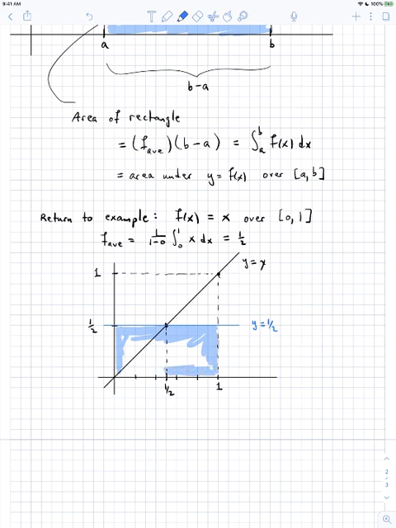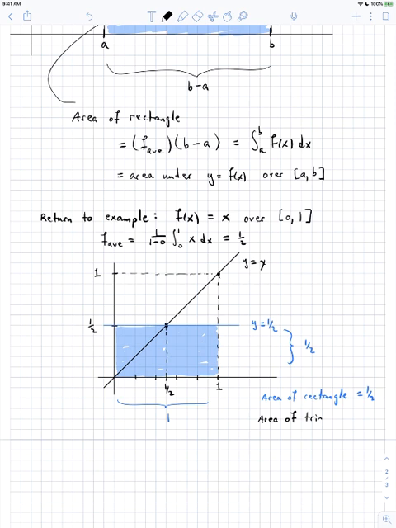Now, in this particular example, that's quite easy to see because the width of the rectangle is 1 and the height is 1/2. So this is 1 by 1/2. So the area of the rectangle is equal to 1/2. Furthermore, we can compute the area underneath the curve very easily because it's a rectangle, not a rectangle, because it's a triangle.